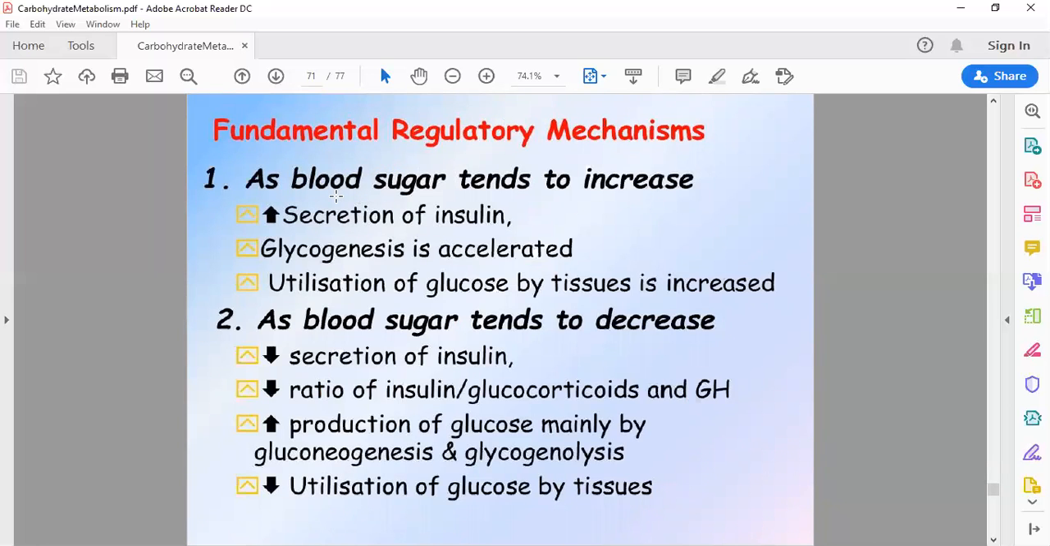As discussed, when the blood glucose tends to increase, the secretion of insulin increases, glycogenesis is accelerated, and utilization of glucose by tissues is increased. When the blood glucose tends to decrease, the secretion of insulin decreases, the ratio of insulin to glucocorticoid and GH hormones decreases, and the production of glucose increases, mainly by gluconeogenesis and glycogenolysis, while utilization of glucose by the tissues decreases.